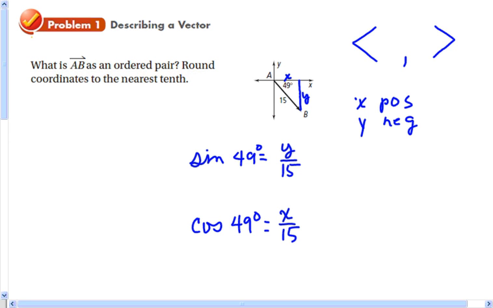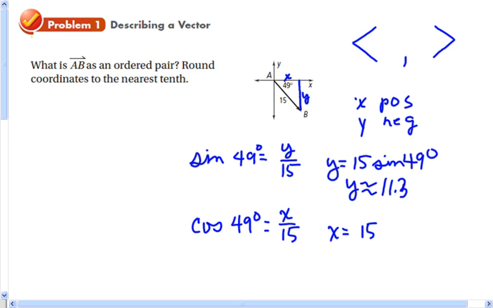So the math I need to do here is y is equal to 15 times the sine of 49 degrees, which is about 11.3. And then x is equal to 15 times the cosine of 49 degrees, which is about 9.8. The only thing I'm going to change here is, since y is below the x-axis, I know that's a negative number, so we're going to make that negative 11.3.